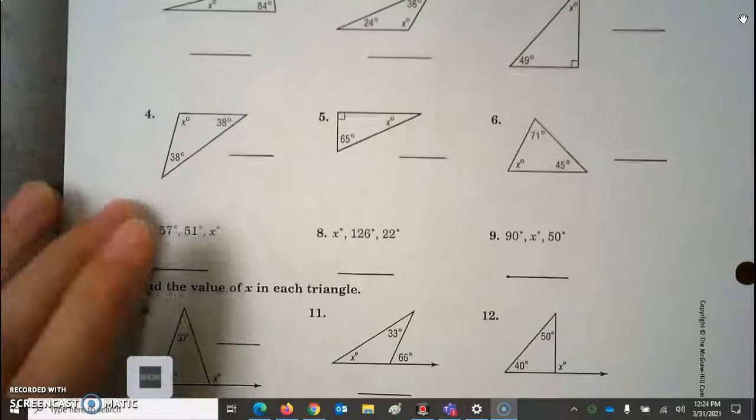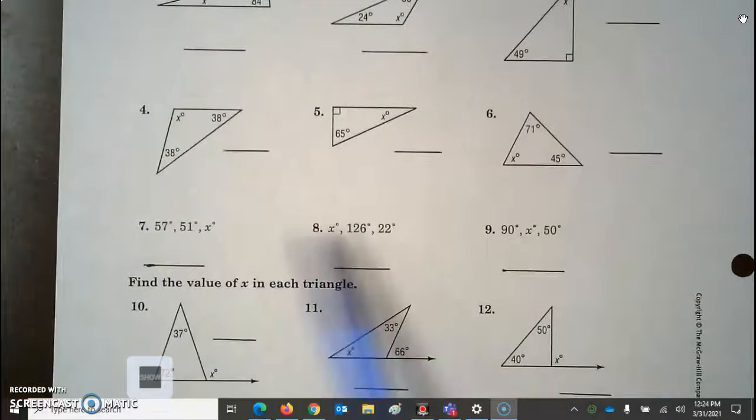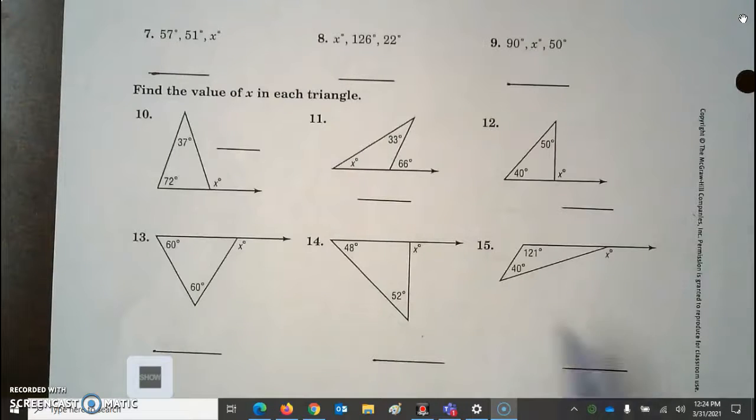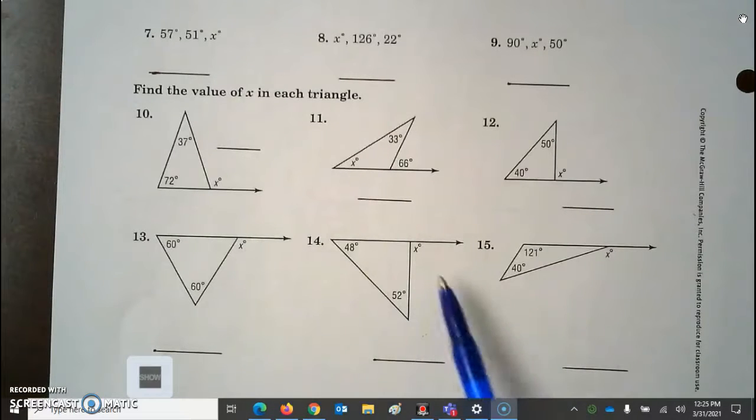Okay, now on the back, again, a few more, just a little practice. Then you'll see these that I mentioned. Don't skip them. It's the same thing. And at the bottom, X is outside. So you'll have to do what I did in the video.